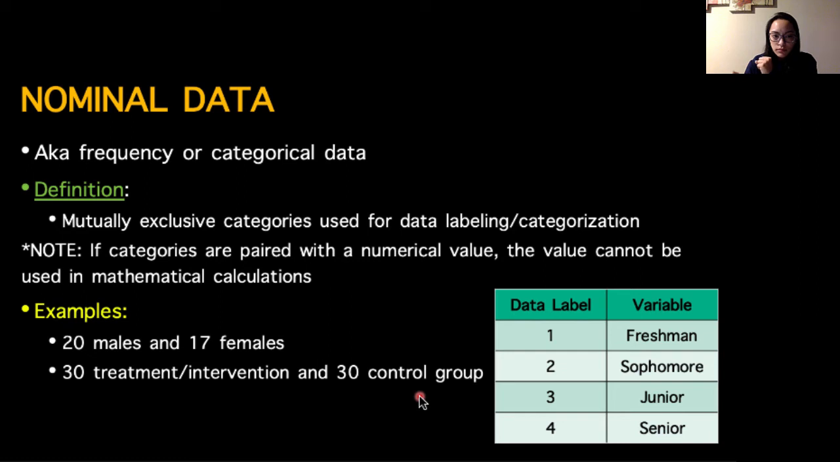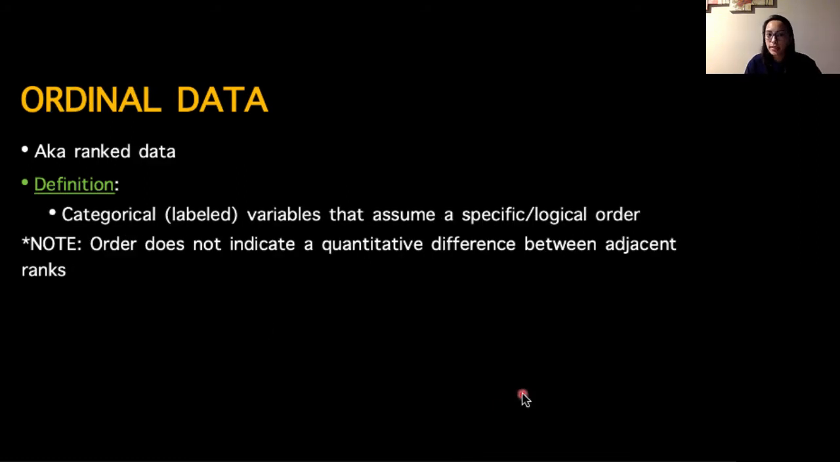Okay. So that's nominal data. Ordinal data is the other type of non-parametric data, and it's often also referred to as ranked data. So it is categorical in nature in the fact that we still have a labeled variable, but the categories will assume a specific order. The order does not indicate a quantitative difference between adjacent ranks.